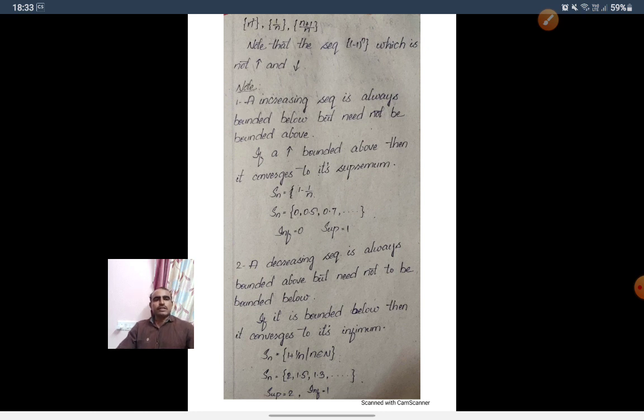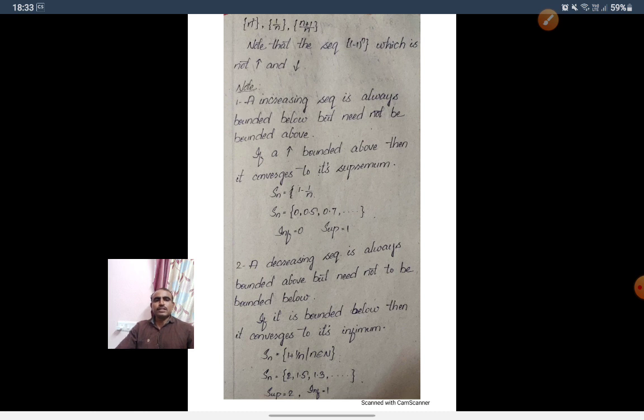So that's why a decreasing sequence is always bounded above but need not be bounded below. If a decreasing sequence is bounded below, then it is convergent and it converges to its infimum.